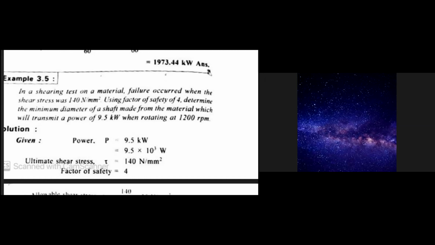So design stress, the allowable shear stress, equals maximum shear stress by factor of safety, that is 140 by 4, we will get 35 Newton per mm square. So the allowable shear stress is 35 Newton per mm square and the power is given, that is 9.5 kilowatts, that is 9.5 into 1000 watts, and speed is n equal to 1200 RPM.